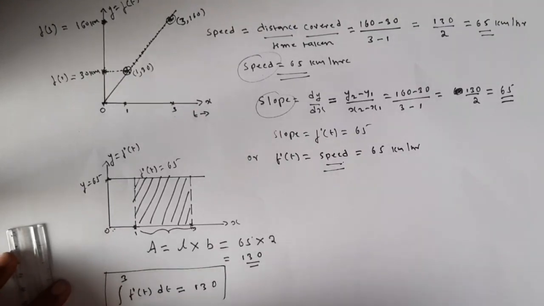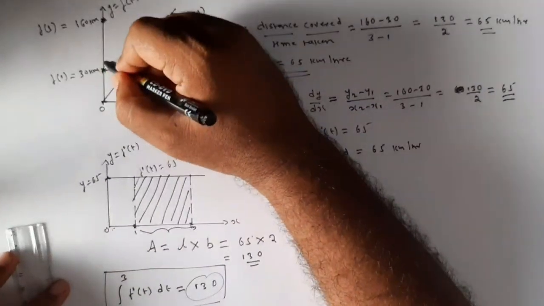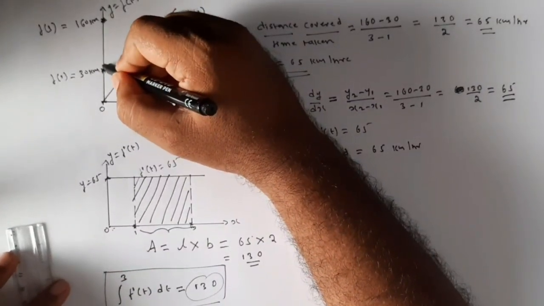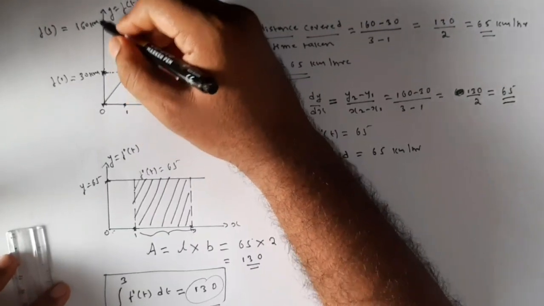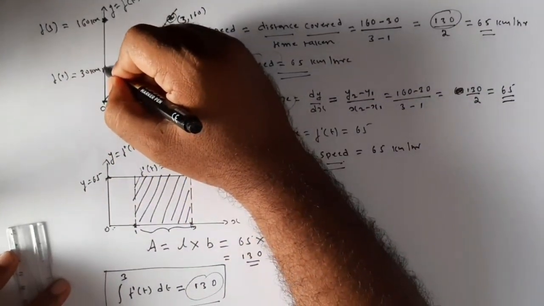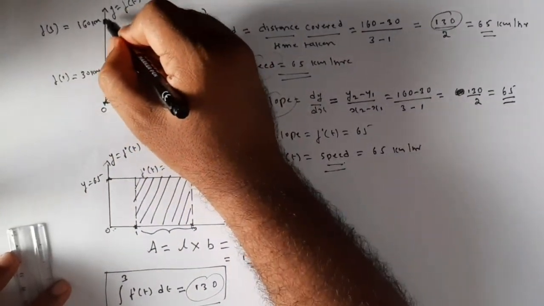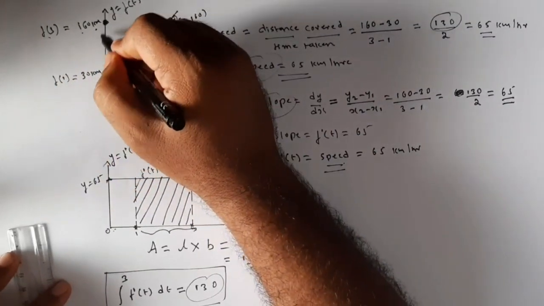Now let us check what this 130 represents here. We found out the speed from this position to this. So what is the total distance covered from here to here? We got here the total distance is 130. So that is the final position of the car. The final position of the car is f of 3, which is equal to 160, minus the initial position.